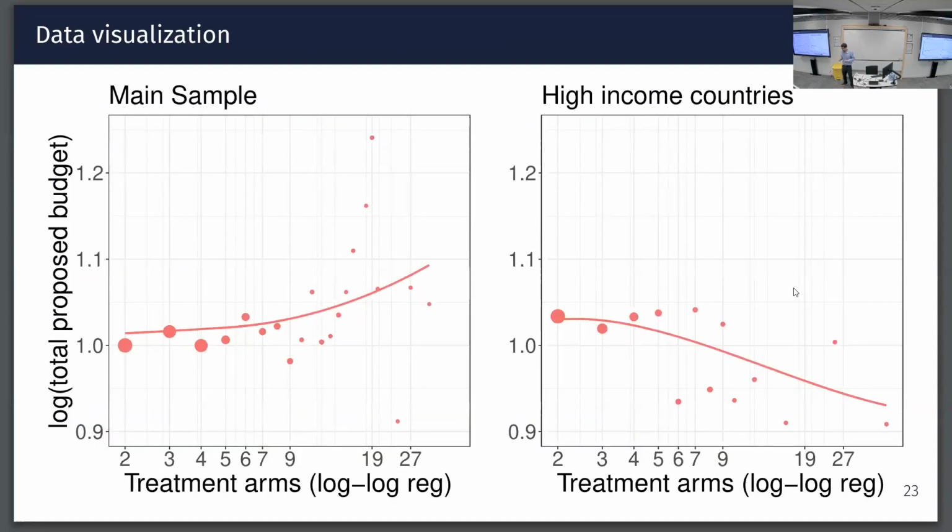Okay. So here is what I mean. If we just look at the main data, so this is more than 80% of the observations, we do see a positive relationship between the total proposed budget and the number of treatment times. But if instead we restrict our attention to the high-income countries, so this is just where JPOL has more recently started its activity, we do see a negative relationship, which at the beginning seems puzzling. But then if you have an experiment with 27 treatment times, then it might just well be that it's an Amazon entropy experiment with fixed costs much lower. So there is heterogeneity in the type of the experiment.